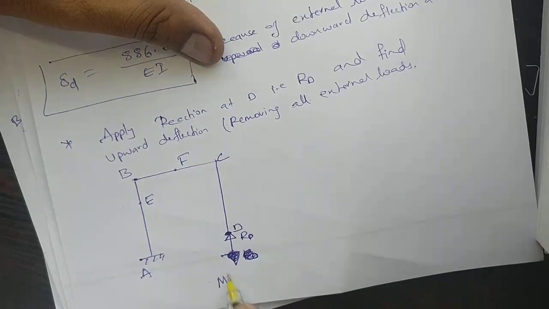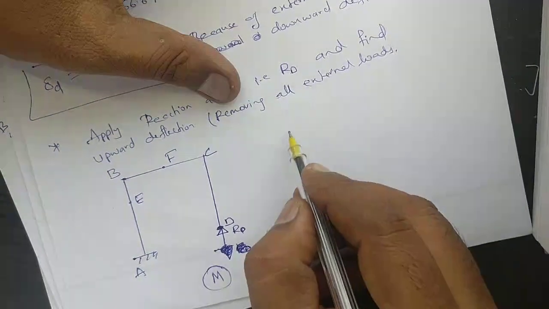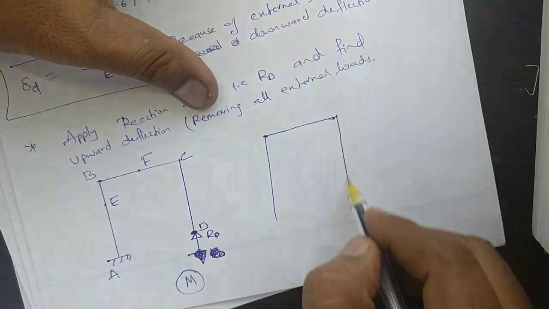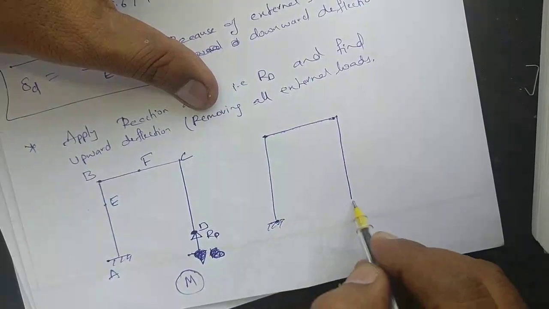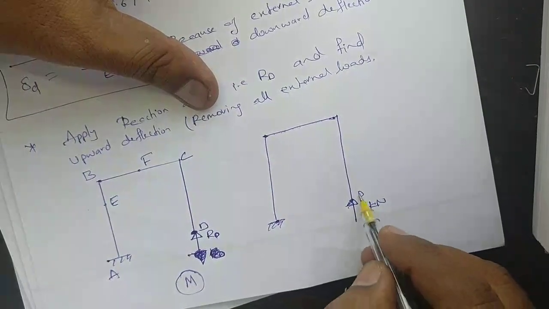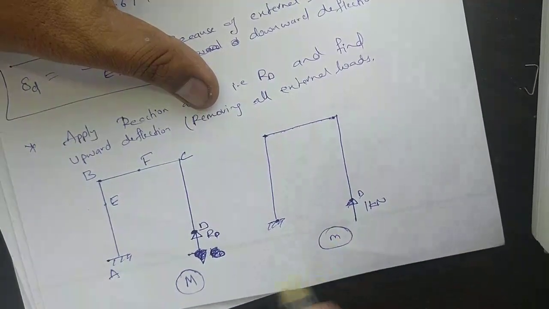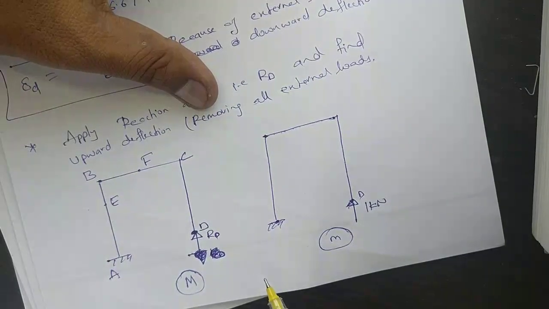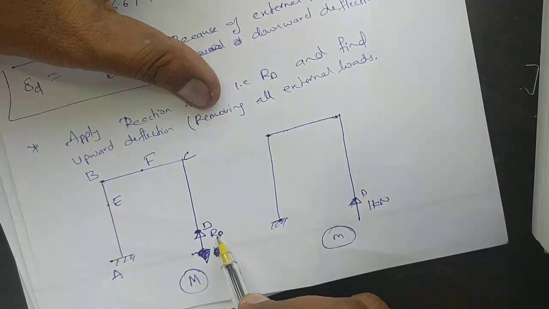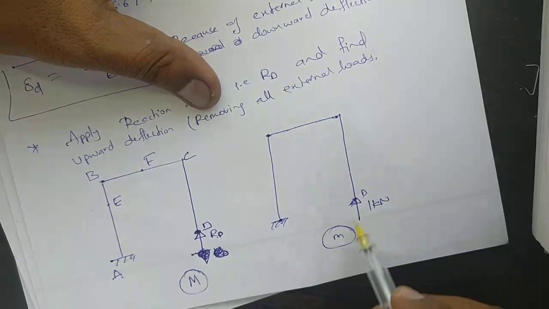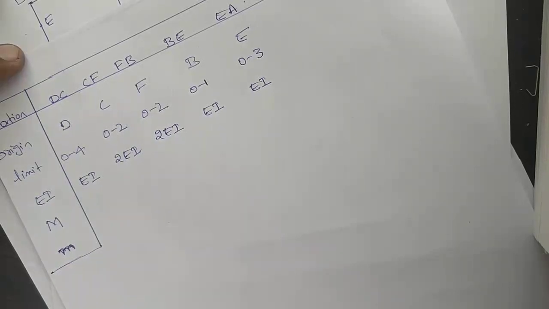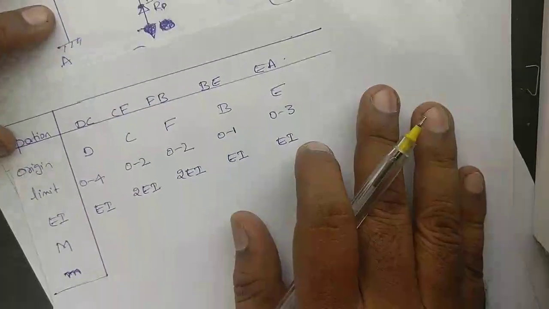Because of this we will be getting capital M, and again we have to apply unit force 1 kilonewton at D, and because of this we will be getting small m. Then again we have to use the formula of unit load method. Capital M will be because of RD, and small m will be because of 1 kilonewton, and the same procedure we have to follow. Now I will calculate the same procedure here.